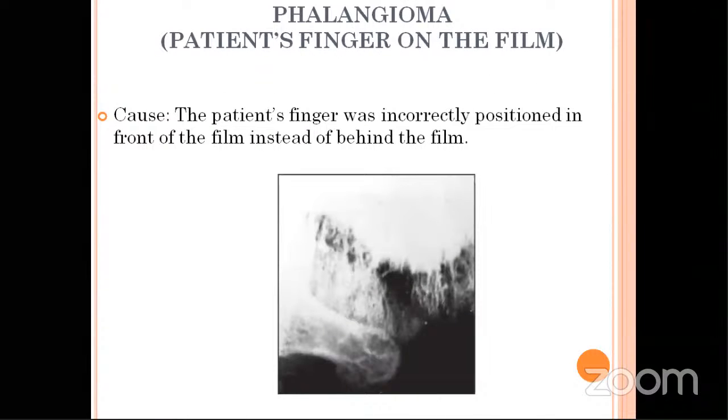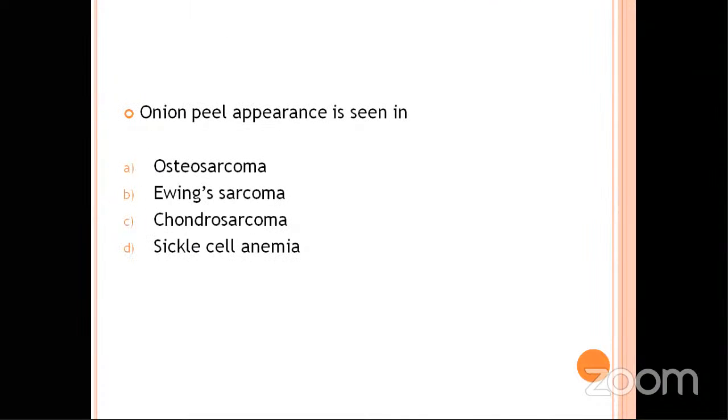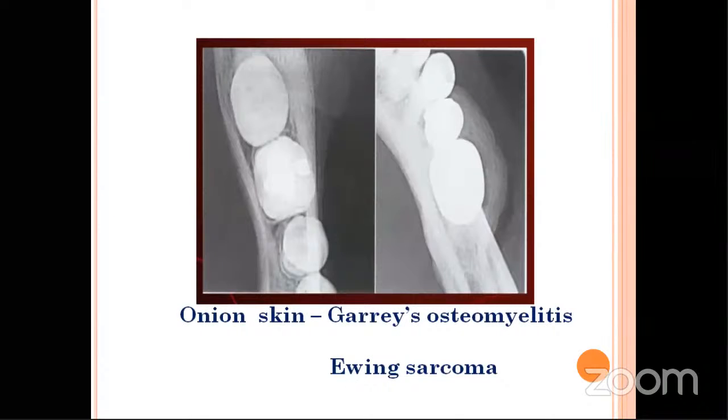And next is phalangioma. In phalangioma you will be able to see the patient's finger in the film. If the patient holds the finger while the IOPA is exposed, you will be able to see the phalanges of the patient in that particular film. This is called a phalangioma. Okay. The onion peel appearance is seen in osteosarcoma, Ewing sarcoma, chondrosarcoma, sickle cell anemia. It's actually Ewing sarcoma, and also in cases of osteomyelitis. In case of Garre's osteomyelitis, also you'll be able to see the onion peel appearance.